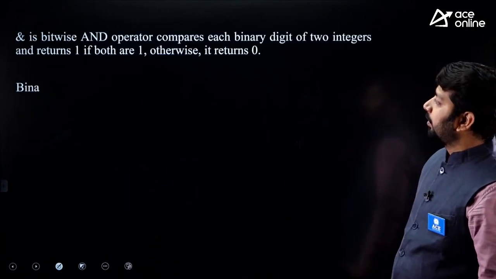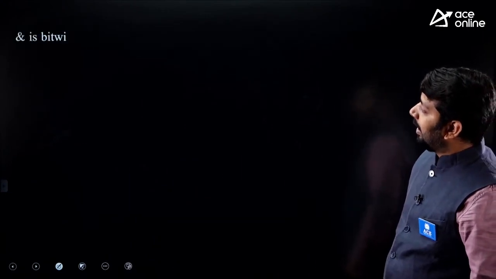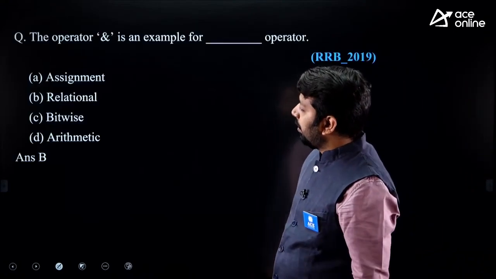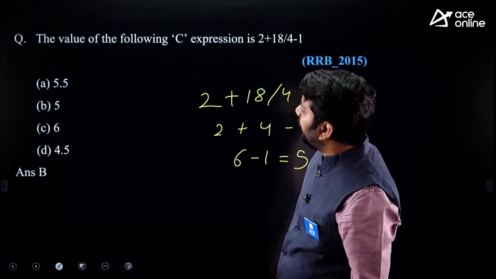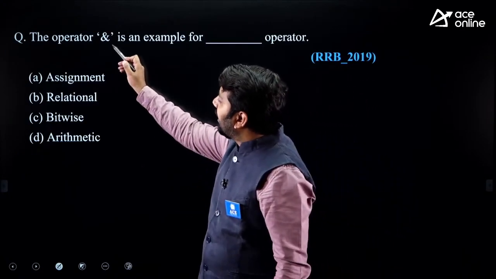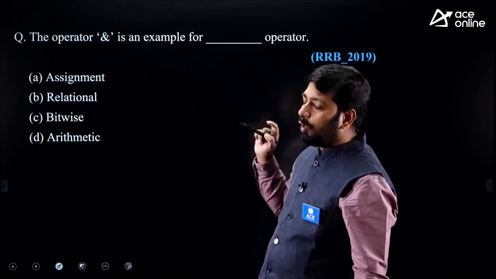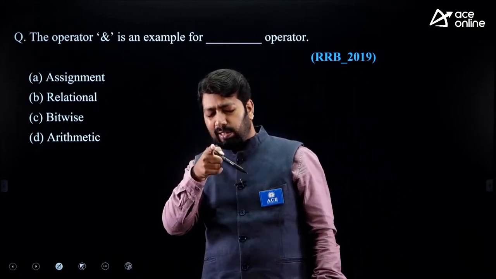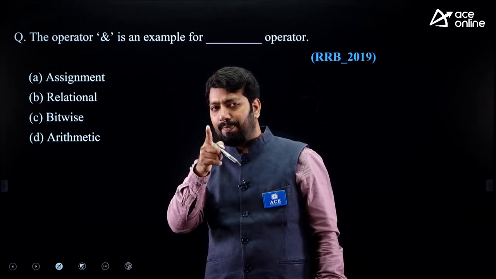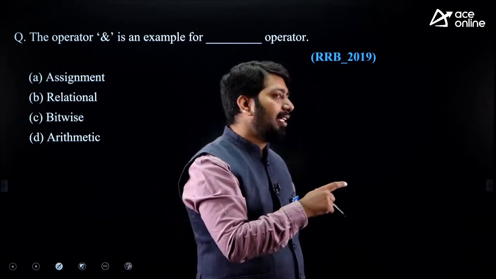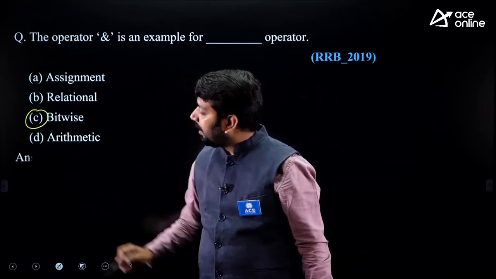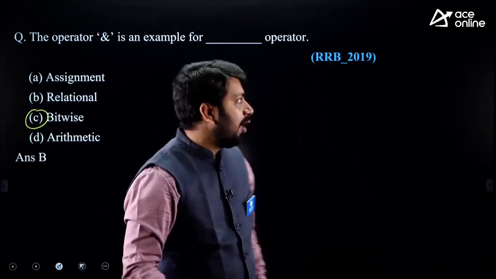Let me explain again. Let me explain the bitwise operator. Fine. So what is a bit? Okay, before bitwise there is a question. The operator AND is an example of. Now you might be thinking, sir, it is a logical operator, isn't it? We just used logical AND, but there is a difference. Fine. This is a bitwise operator, not a logical operator. How?